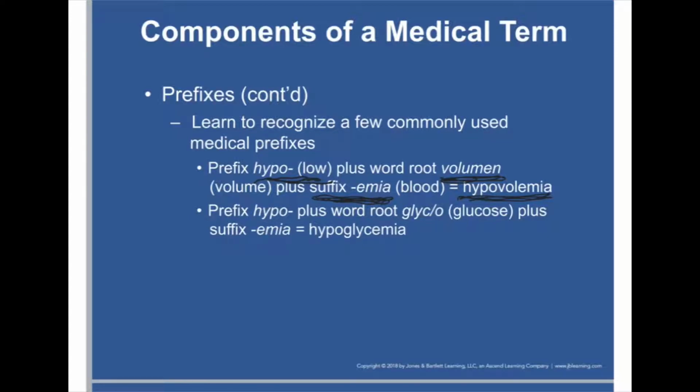Another example of that is hypoglycemia. I'm sure most of you have heard of that term by this point in your course. Hypo means low, glyco or gluco means sugar, and emia, if we go back to hypovolemia, means blood. So hypoglycemia is referring to a low amount of sugar in the blood.